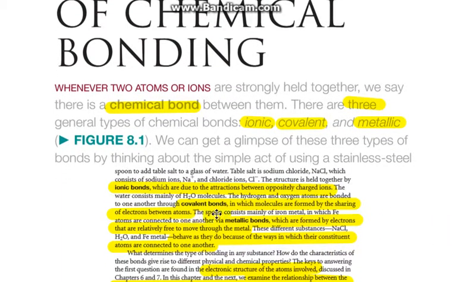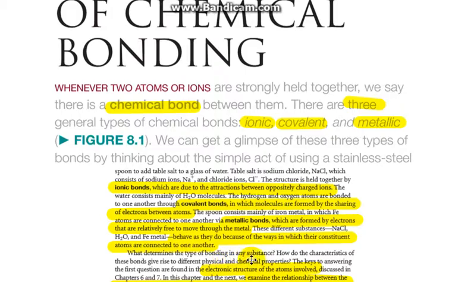Metallic bonds, so the spoon would be made up of iron. Metallic bonds are formed by electrons that are relatively free to move throughout the metal. So these three different substances, NaCl, H2O, and Fe, behave as they do because of the ways in which their constituent atoms are connected to one another, and in terms of what's happening with electrons too.